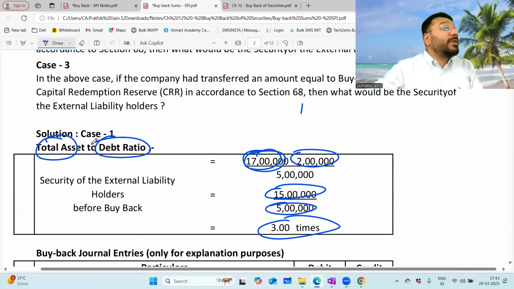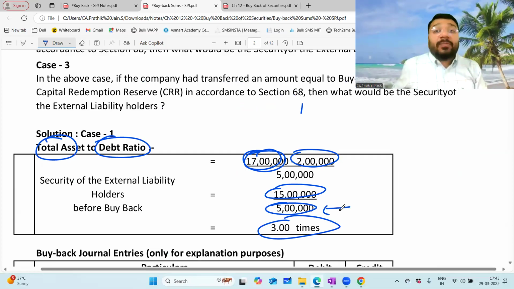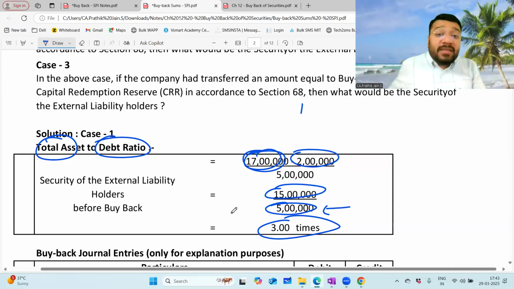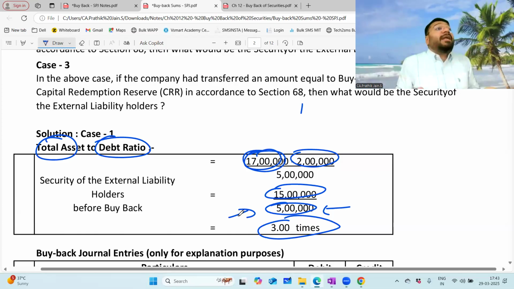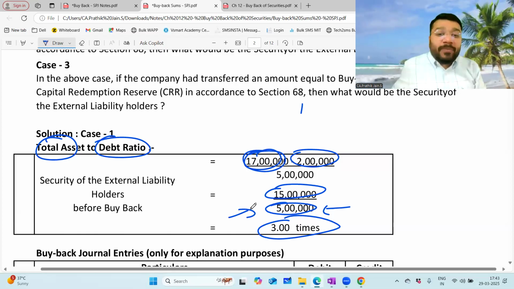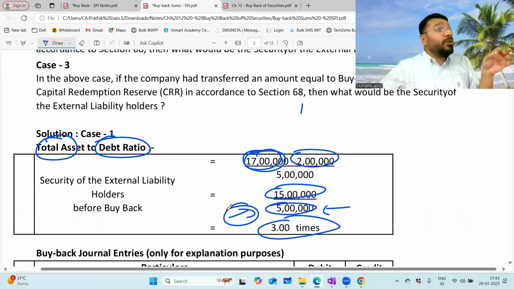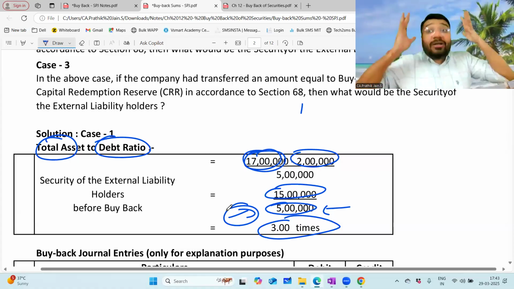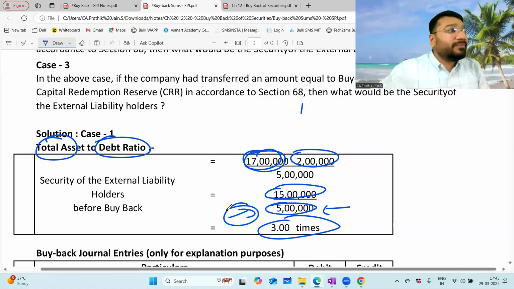Total asset to debt ratio means what? This 5 lakh rupees is what the liability holders gave me as money. I have so much money in the business. The company has so much money in the business that this 5 lakh could be covered, protected how many times? 3 times. For this 5 lakh rupees of the external liability holders, my safety margin is 3 times. It means this 5 lakh rupees is not protected just once. It is getting protected twice and thrice. That much money is there. Are you able to follow?